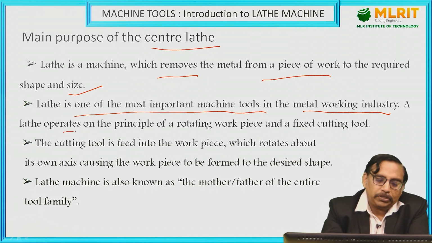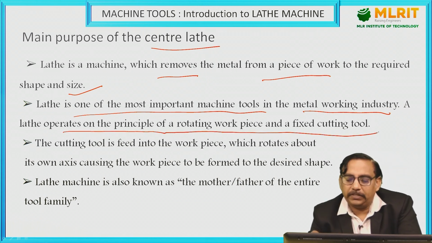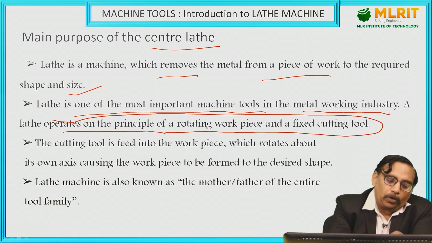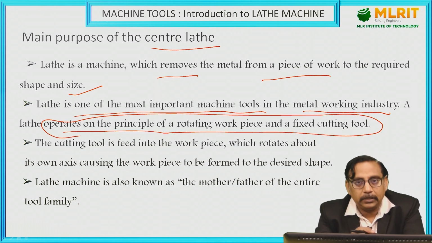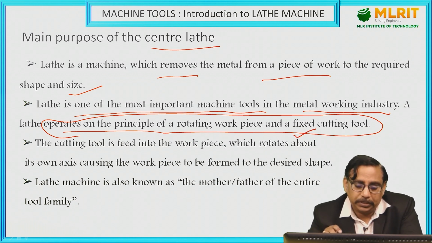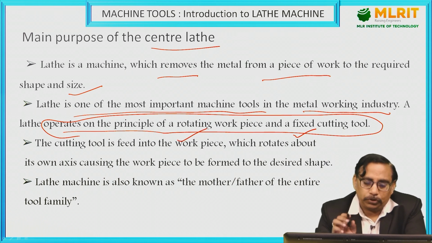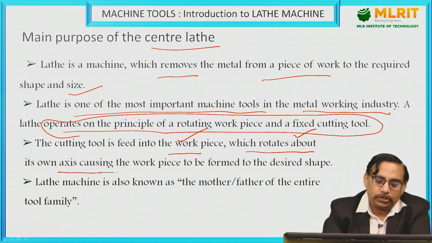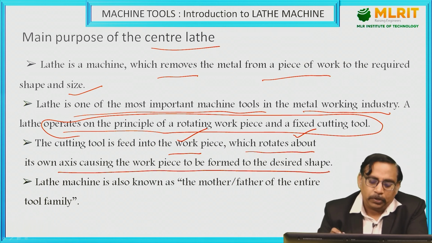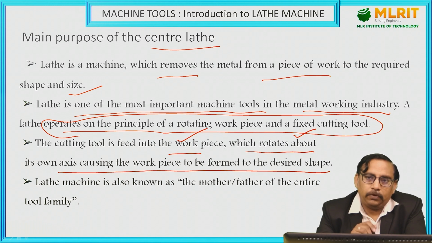A lathe operates on the principle of a rotating workpiece and a fixed cutting tool. The operation of a lathe depends upon a rotating workpiece which is fed against the cutting tool. The cutting tool is always fixed here, and the workpiece is in rotary motion. The cutting tool is fed into the workpiece, which rotates about its own axis, causing the workpiece to be formed in the desired shape. Mostly, 90 to 99% of workpieces will be in a cylindrical shape.